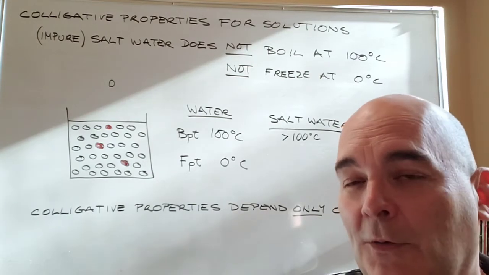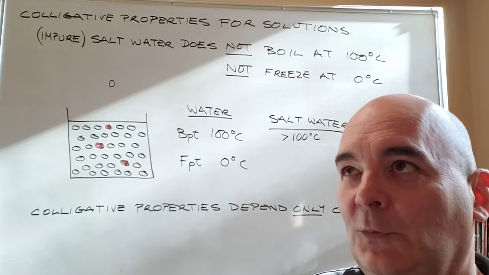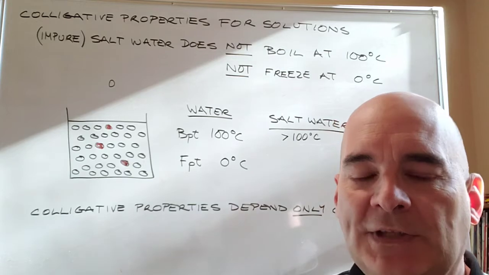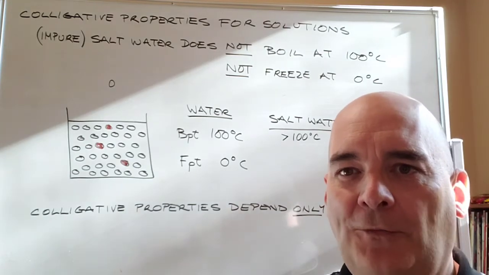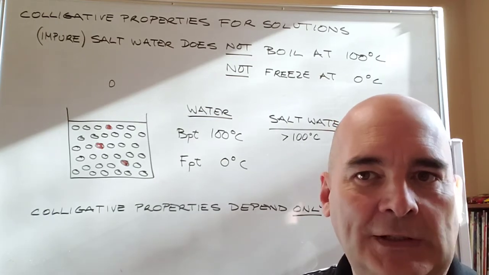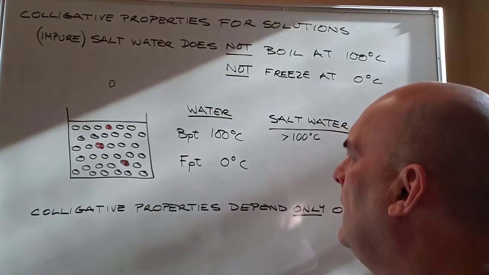This is something that we know because we add salt to the boiling pot when we're cooking something so that we can cook our food at a higher temperature. This is something that we've understood for a while. We just didn't know why it was happening.